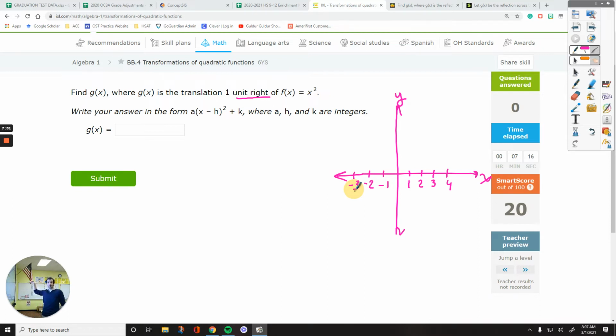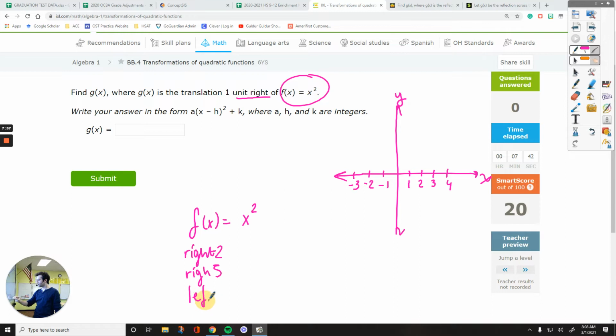But you're not going to put that number in the end of the function, because if you do that, like remember, let's say the function is the same. Let's take that function and try to figure out what we need to do. This is translation 1 unit right. I don't want to use that number. Let's just use right 2 or right 5, left 3, and left 1.